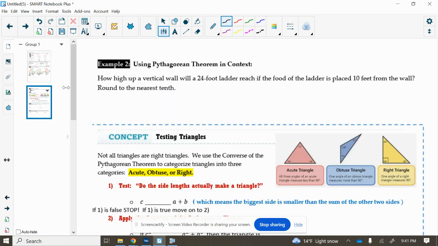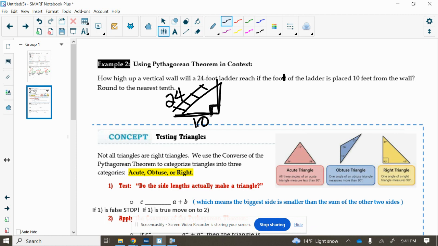On the back, we have a word problem to use the Pythagorean theorem in a little bit of context. So it says, how high up a vertical wall will a 24-foot ladder reach if the foot of the ladder is placed 10 feet from the wall? We're rounding to the nearest tenth. So think about a ladder. When you lean it against a wall, your ladder is leaning. And this time our ladder is 24 feet tall, and it's being placed 10 feet from the base.